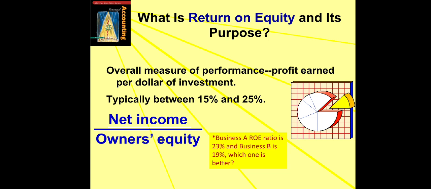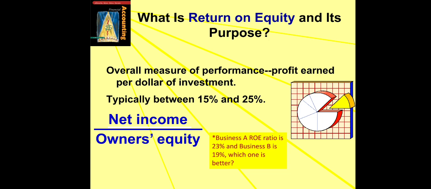So most of the time for businesses, typical businesses, the ROE is between 15 to 25%. That is the good ROE. Less than 15%, it is not good. More than 25%, most of the time, it is too good to be true.